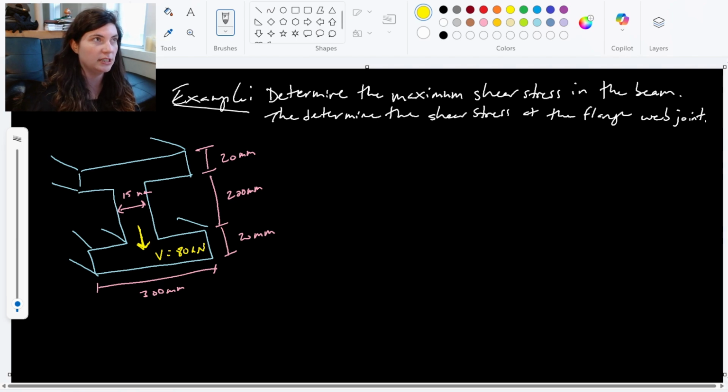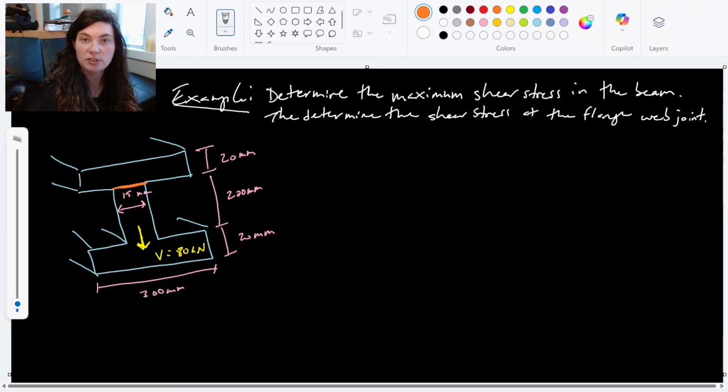So the flange is the thicker part, right? It's the top and bottom parts of our I-beam, and the web would be the thinner portion that's connecting those two, so the portion in the middle. So essentially they're asking us to find the max shear stress and then find the shear stress right at this point where the flange and the web are welded together. We want to find it here, and we also want to find the max shear stress.